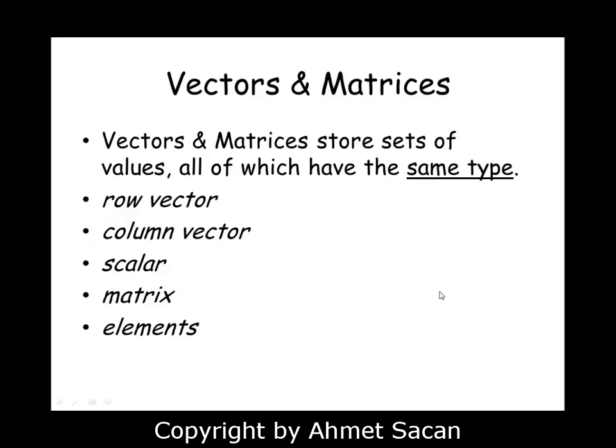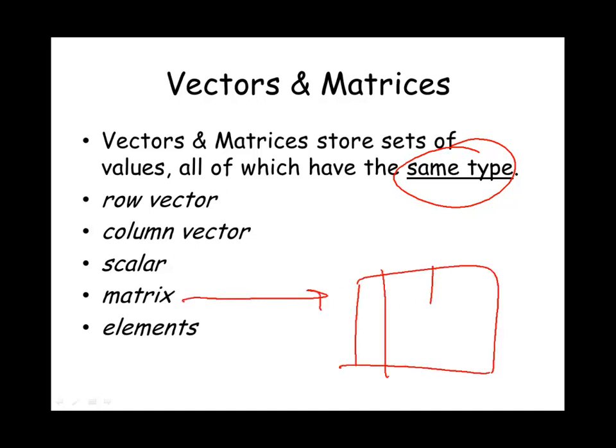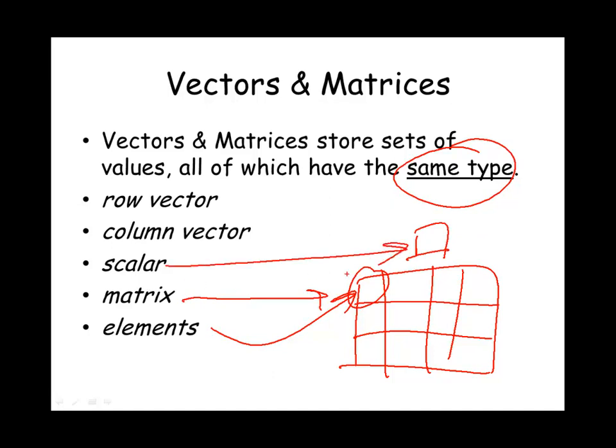In this lecture, we will learn about vectors and matrices. Vectors and matrices store a set of values, all of which have the same data type. A matrix is a table of elements. This could be a table of numbers or a table of characters. Each cell is called an element of the matrix. A matrix with a single cell is called a scalar value.